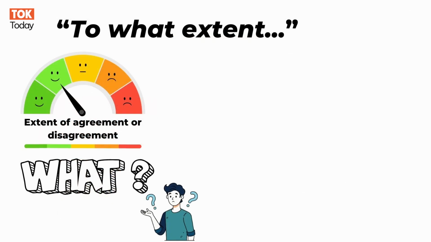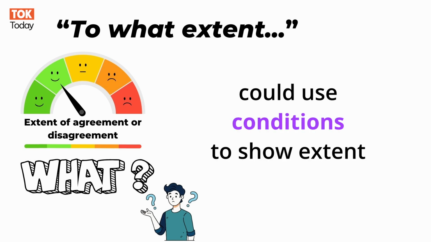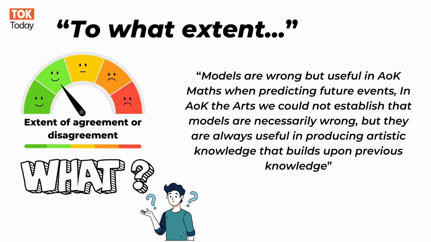Now, at this point, it's useful to draw your attention to the command term in the essay, "to what extent." And this means that you have to say how much you agree or disagree with the statement in the prescribed title. You have to indicate a degree of agreement. Now, you could use conditions to do that. For example, models are wrong but useful in AoK Maths when predicting future events. But in AoK the Arts, we could not establish that models are necessarily wrong, but they are always useful in producing artistic knowledge that builds upon previous knowledge.